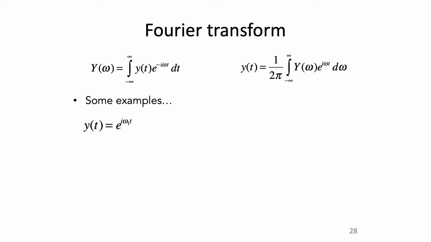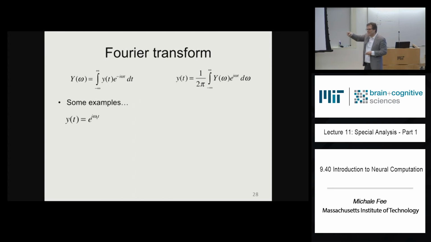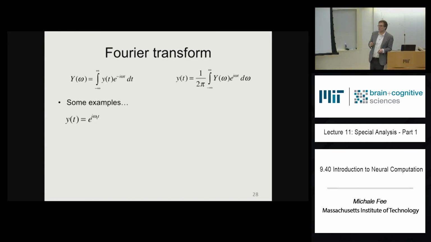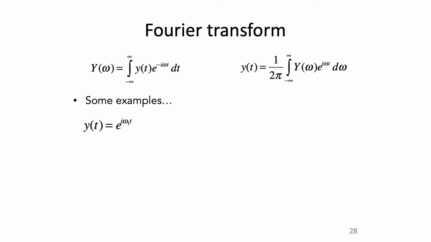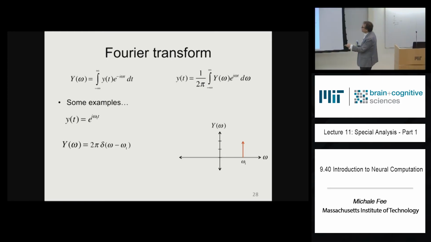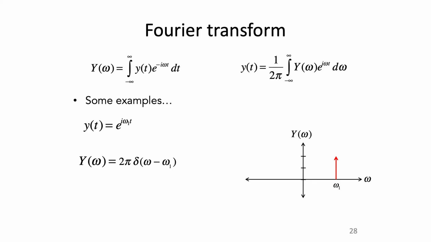All right, how about this function right here? This function is e to the i omega 1 t. It's a complex sine and cosine at frequency omega 1. Anybody know what the Fourier transform of that is? Yeah, that's the right answer. Rather than try to explain it, I'll just show you. So the Fourier transform of this is just a peak at omega 1, all right? And we can inverse Fourier transform that and recover our original function.